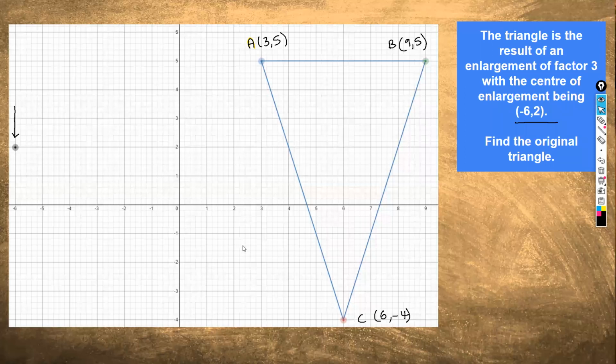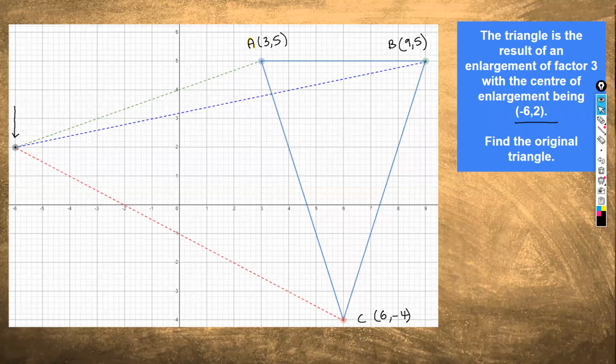Your working should look something like this. You're going to connect a line from A to the center of enlargement and measure the length of that line. If the length of this line was 9 centimeters, you find 1/3 of that, so it will be 3 centimeters because 1/3 of 9 is 3. You do the same thing for point B, that's the blue line, and then for point C, which is the red line.